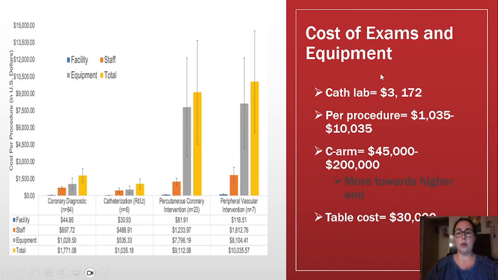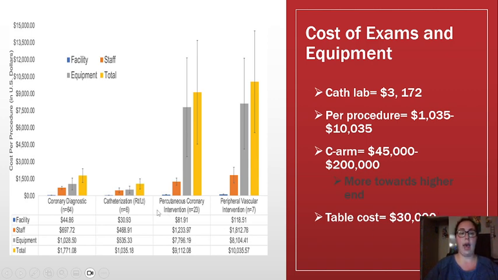Here, so the cost of exams and equipment. A normal cost of a cath lab is about $3,172 to run the whole thing. Per procedure ranges from $1,000 to $10,000 depending on insurance and all that. And the C-arm that uses the fluoro costs anywhere from $45,000 to $200,000. It's more towards the higher end because the C-arm we use in the cardiac cath lab is mounted to the floor and more powerful. And then the table cost is about $3,000.